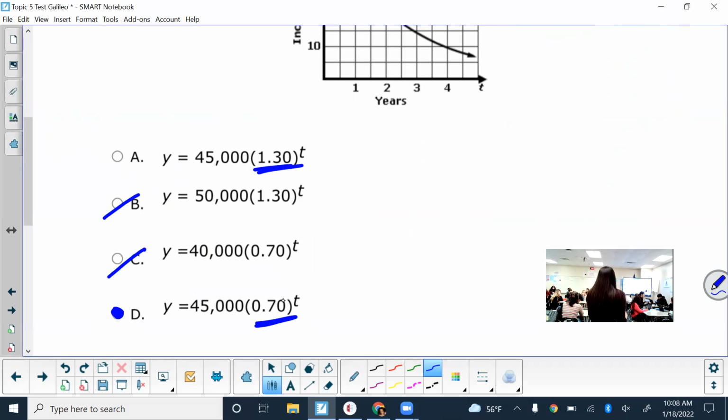All right, so again, on your test, you will have to make the table and use the equation to graph it yourself. So it's just kind of reversed on there, multiple choice. And any others from the test?